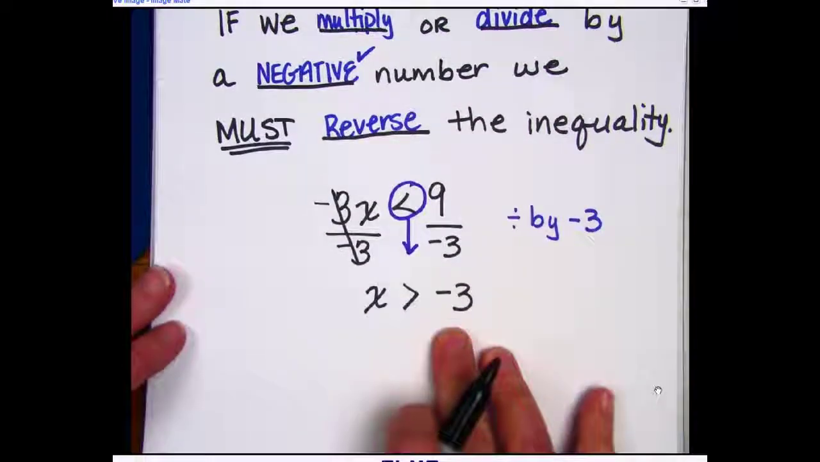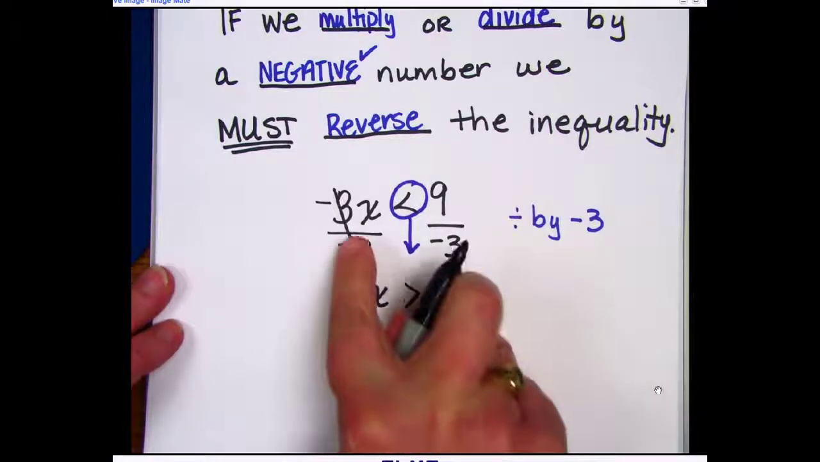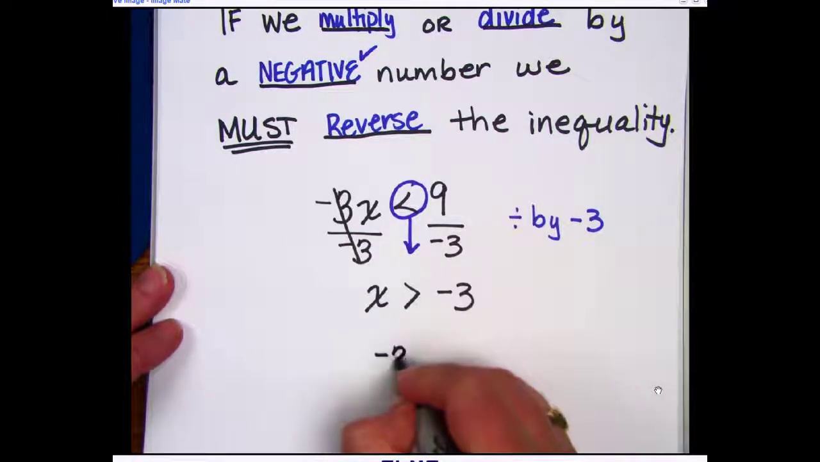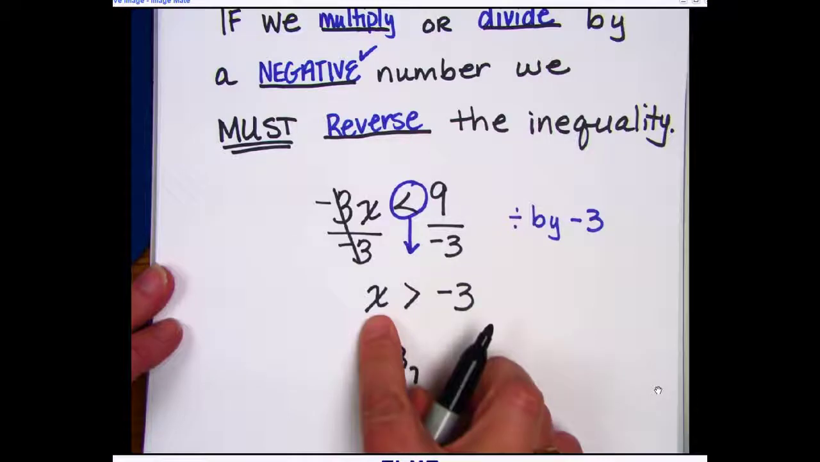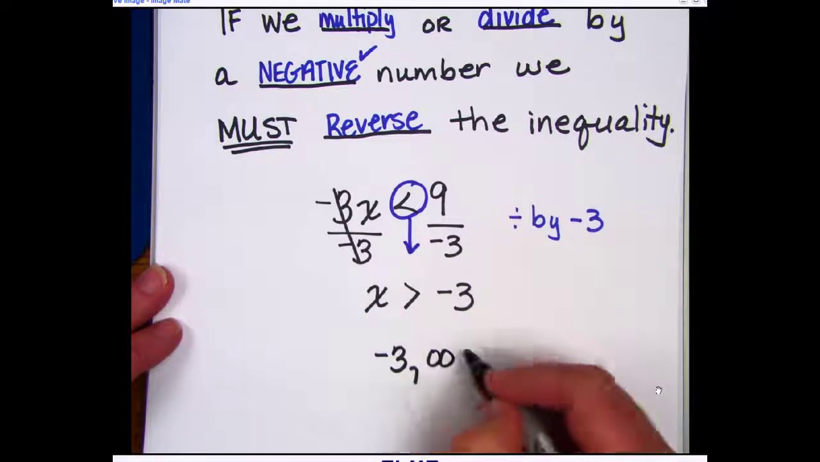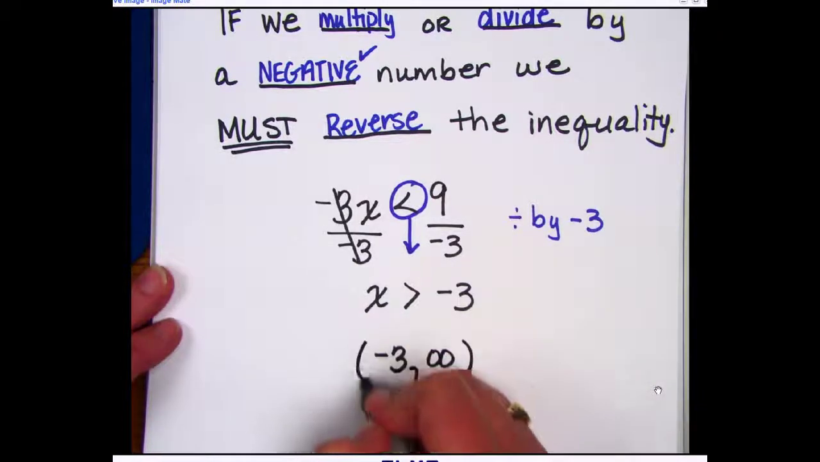Again, we can write this in interval notation. What's the smallest value of x that'll make this true? Negative 3. What is the largest value of x that'll make this true? Infinity. We would use round brackets.